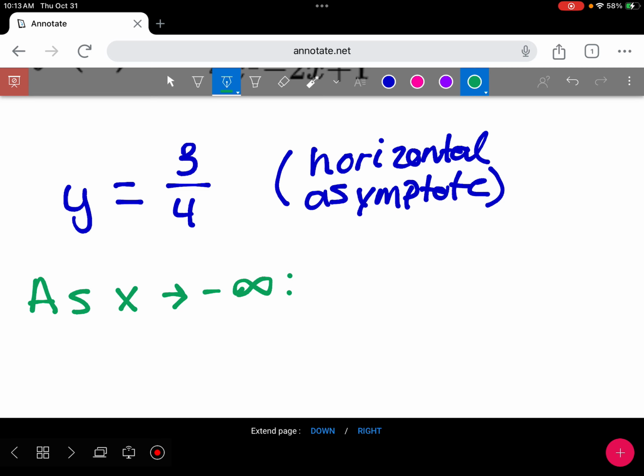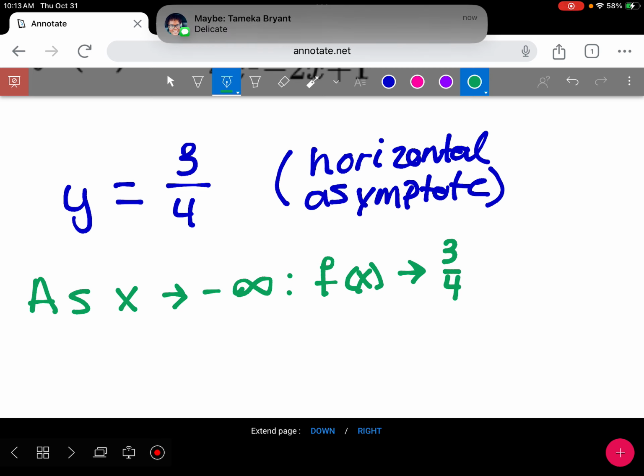So it approaches that asymptote. It gets real close to that asymptote, and it's just going to stay there. So when we have a horizontal asymptote, our end behavior winds up at that asymptote. Our f of x is going to approach 3/4. It's very much like when we have limits and they were on the horizontals. It's very similar to that.